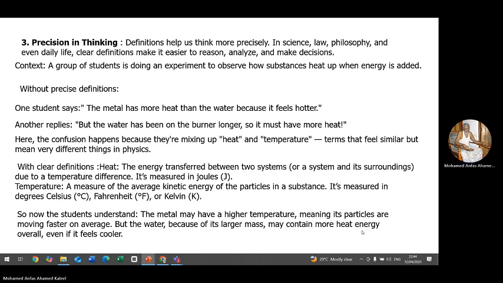So in the context of the experiment, because of the definitions, the students can have a clear understanding. That's why we should have definitions, for precision in thinking in experiments, discussions, research, and other areas.